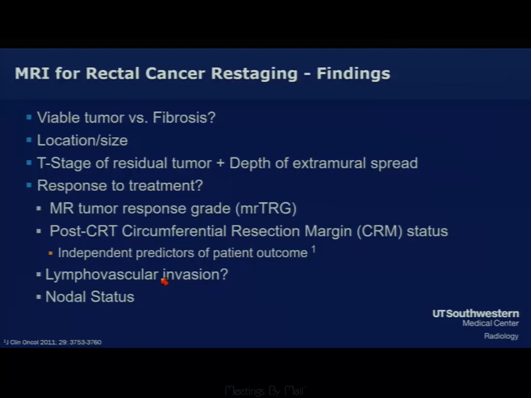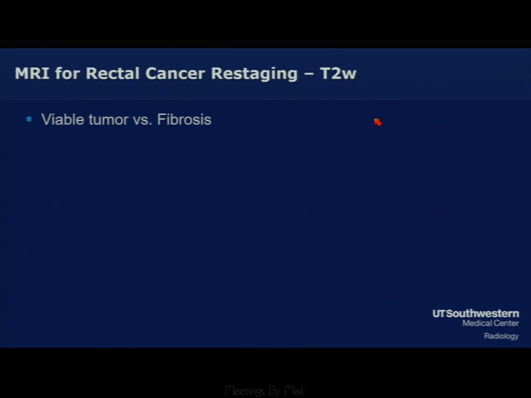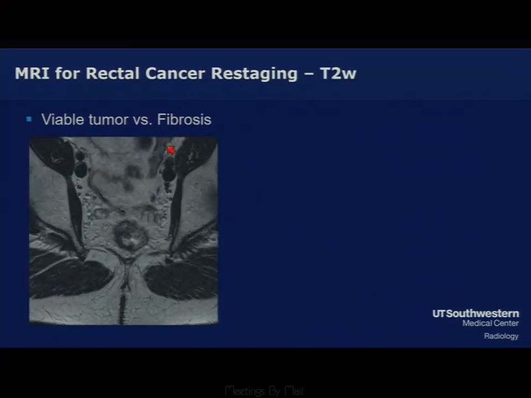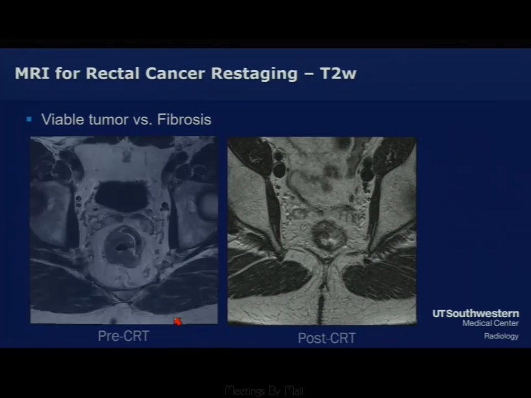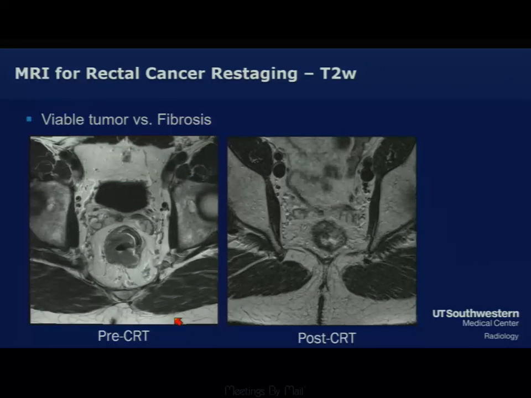So a number of findings that we're going to go through, we'll go through these one by one. So the first thing you want to do is, using T2 weighted images, assess the degree of viable tumor versus fibrosis. So how do we do this? So let me show you this case here. And if I told you this patient had prior radiation, you may not be entirely sure how much of this was tumor versus scarring. Now let's pull up the pre-chemoradiation imaging on the same patient, same level.